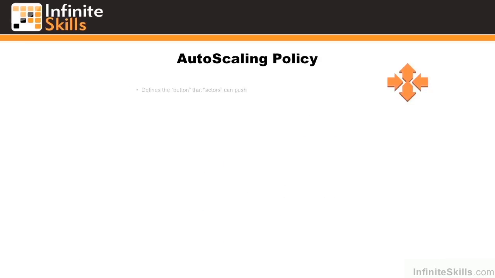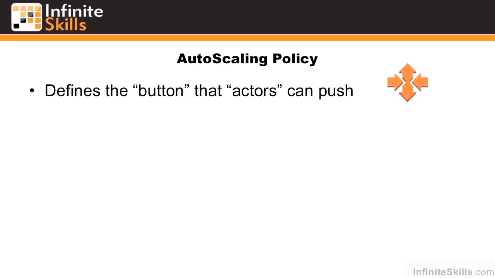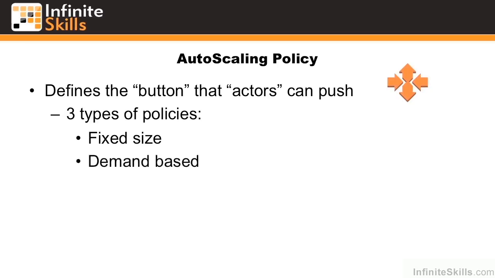Now let's talk about the AutoScaling policy. This defines the buttons that actors can push. There are 3 types of policies. Fixed size, which always tries to seek an exact size of your AutoScaling group. For example, if you know that you always need 4 servers in this group, it will always seek to put 4 servers in. Demand-based, which grows and shrinks on demand. And schedule-based, which kind of works like a Linux cron job and always fires a scale-up policy at one time of day and a scale-down policy at another.